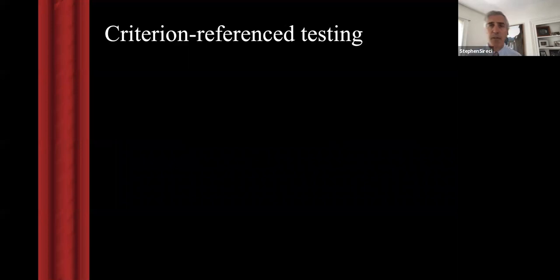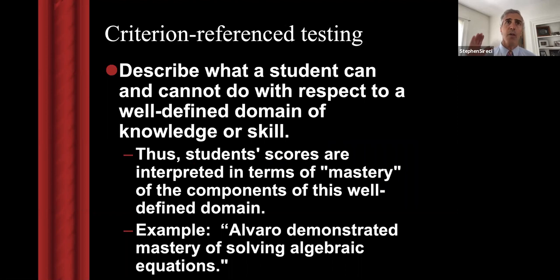Criterion-referenced tests are very different. It doesn't matter how other people performed. It's all about how well the student performed with respect to some criterion of content, some achievement level, for example. Criterion-referenced tests describe what a student can and cannot do with respect to a well-defined domain of knowledge or skill. Now think about all the testing we're doing in association with No Child Left Behind or ESSA: basic, proficient, advanced.